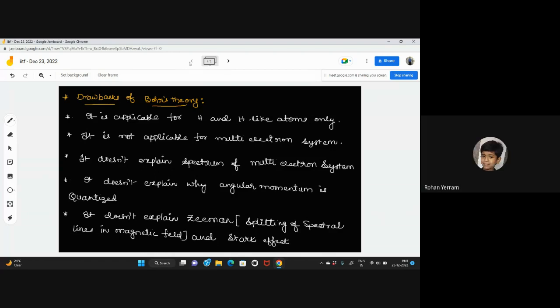Sir, could you explain the last point, splitting of spectral lines in electric and magnetic field, the Zeeman and Stark effect? I will explain the Stark effect first. Sir, does it mean the spectral lines become irregular? Yes, they get divided. But sir, spectral lines are always parallel and proper, no? Not like that.